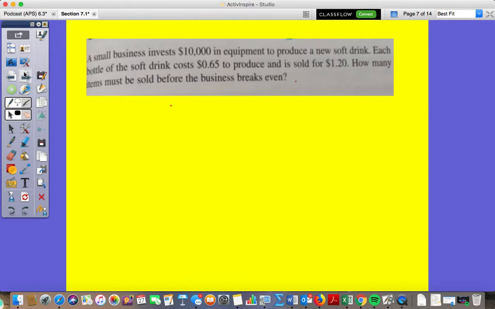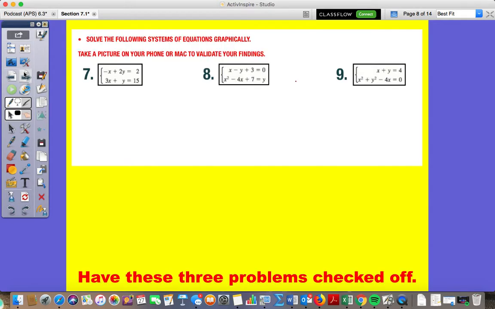Okay? All right, so here's what I want you to do. On your homework, numbers 7, 8, and 9 are all graphing calculator problems. Isolate y for all of them, and then go ahead and plug them in and solve for the specific points of intersection. All right? Go.